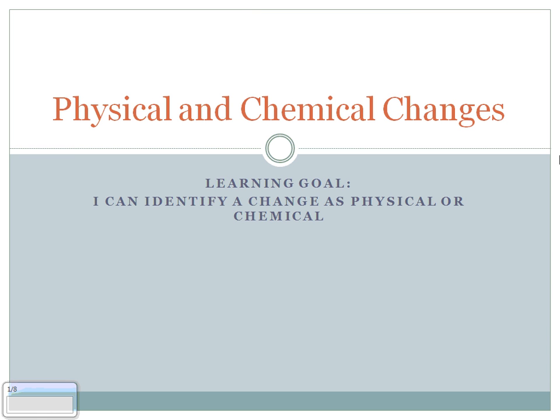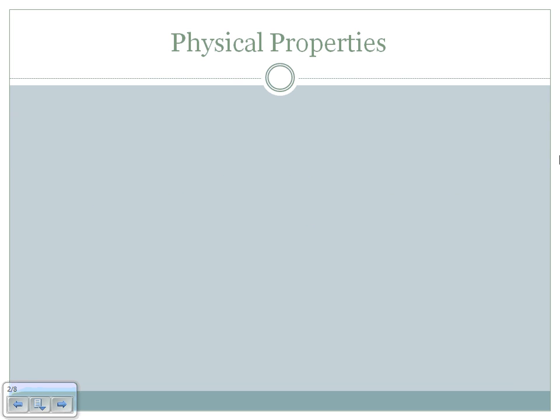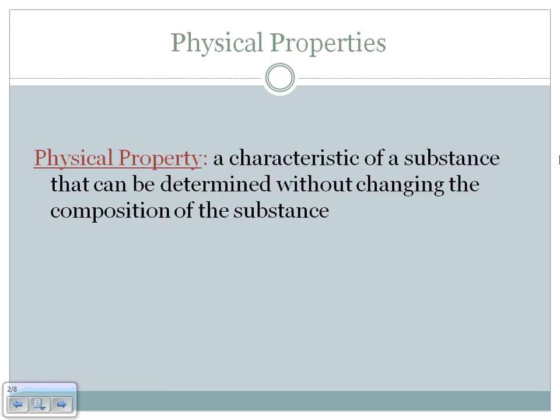All right, so our first video for this unit is looking at physical and chemical changes. So our learning goal for this note is quite simple. You should be able to identify a change as physical or chemical, and I'm going to show you how to do that based on a bunch of different properties. So first of all, physical properties.